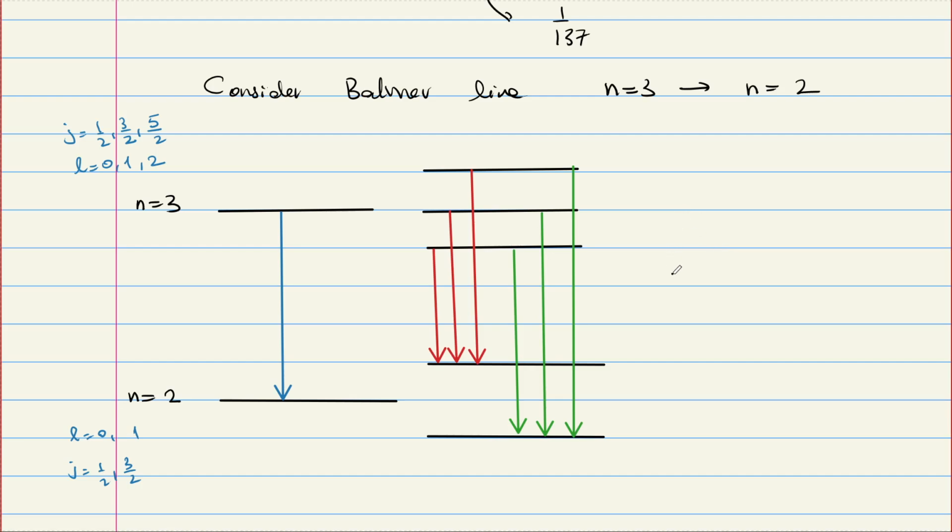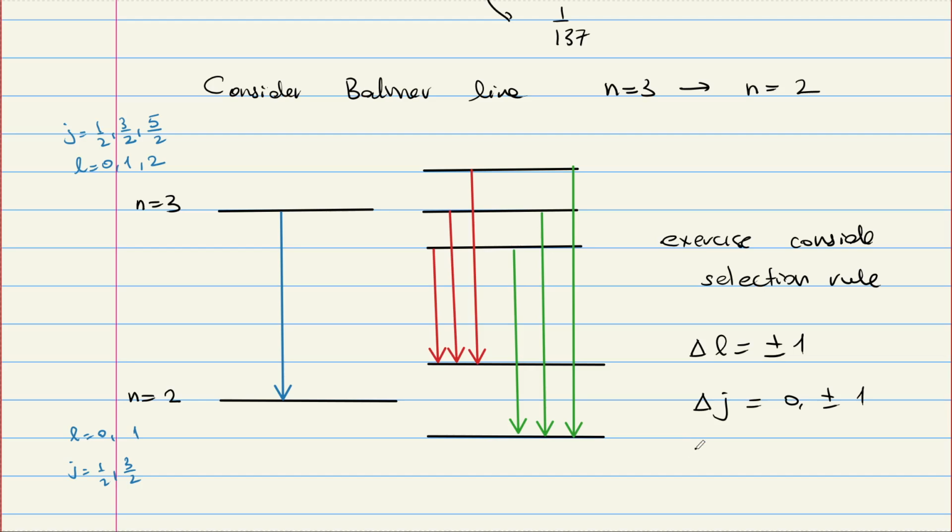I didn't calculate it so much, but as an exercise, consider so-called dipole selection rules. That's a very good point. What was it? We are supposed to have delta L equal to plus or minus 1. And we also need to have delta J equal to 0, plus or minus 1. And consider if these transitions are consistent with that. That's a very good point.